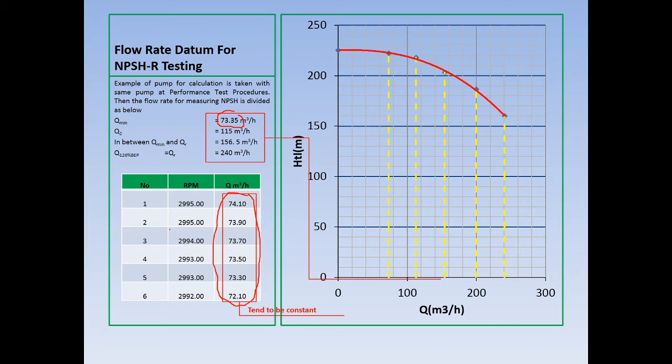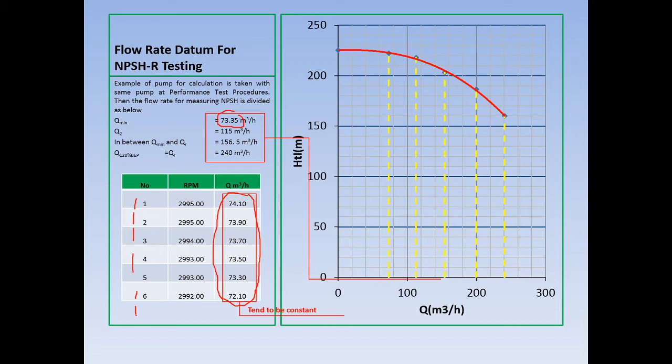The lowest is because I'm throttling the valve. So at this point I modify again, this point, this point, this point. I throttle the valve at the suction, and the flow is like this. I mean at the suction I throttle the valve to meet 73.35 meter cubed per hour.